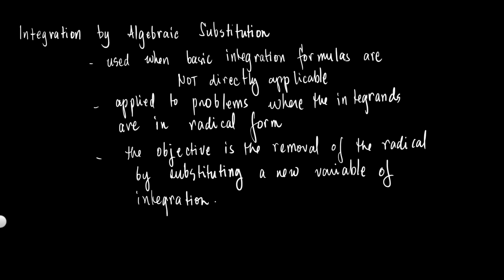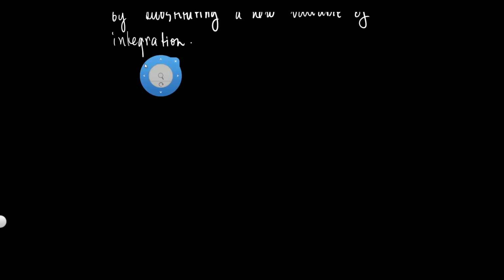I'm Marcus. In this video, you will learn integration by algebraic substitution. This method is used when basic integration formulas are not directly applicable, just like with integration by parts. This technique is applied to problems where the integrands are in radical form. The main objective is the removal of the radical by substituting a new variable of integration. So let's illustrate this by example.